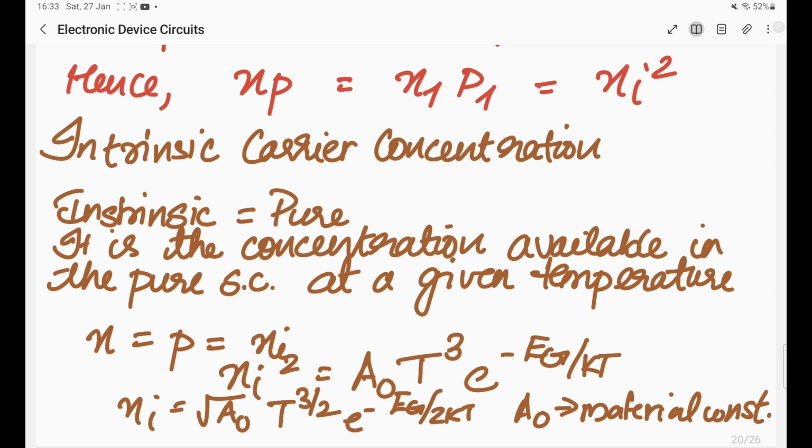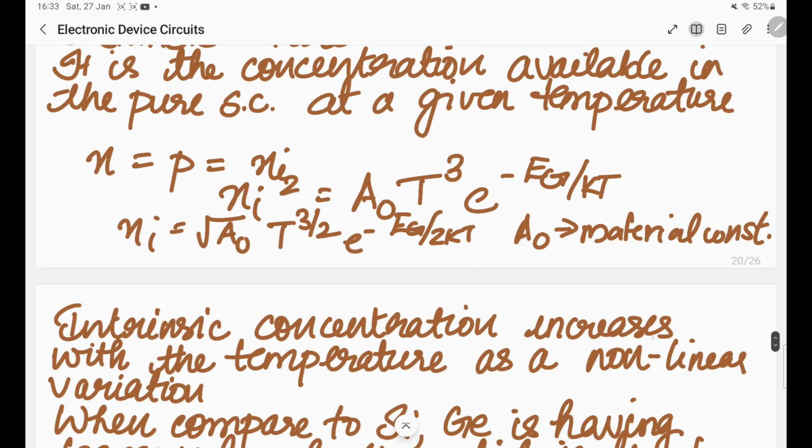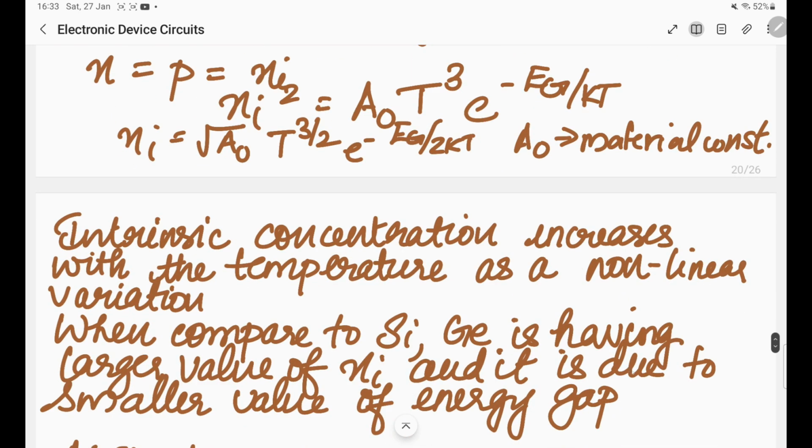Intrinsic carrier concentration is a more important topic. We were using this intrinsic everywhere, right? So what is actually intrinsic? Intrinsic means pure. It is the concentration available in a pure semiconductor at a given temperature. So n equal to p equal to ni, that is the intrinsic concentration. And ni square is equal to a0 into t cube into e raised to minus eg by kt, where ni is equal to the root of it, root of a0 into t raised to 3 by 2 into e raised to minus eg by 2kt, where a0 is the material constant.